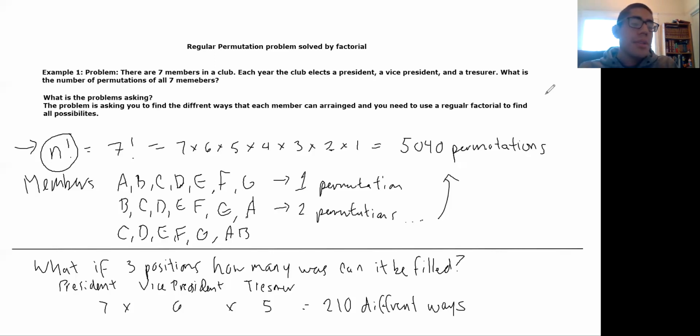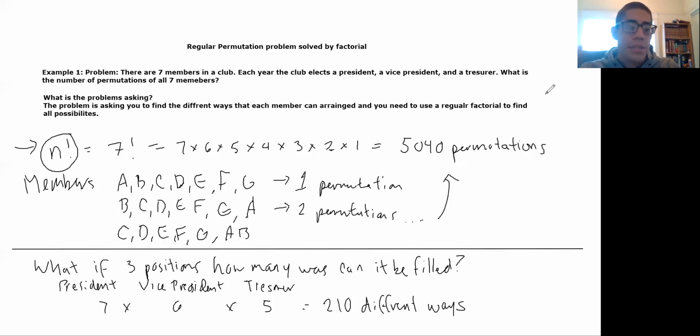What you're going to be asked to do is a little bit different. You're going to be asked to find factorials in the context of the real world. What that means is, for example, on the bottom right, it's a variation on this problem that I just answered. What if there are three positions, and in how many ways can the three positions be filled?